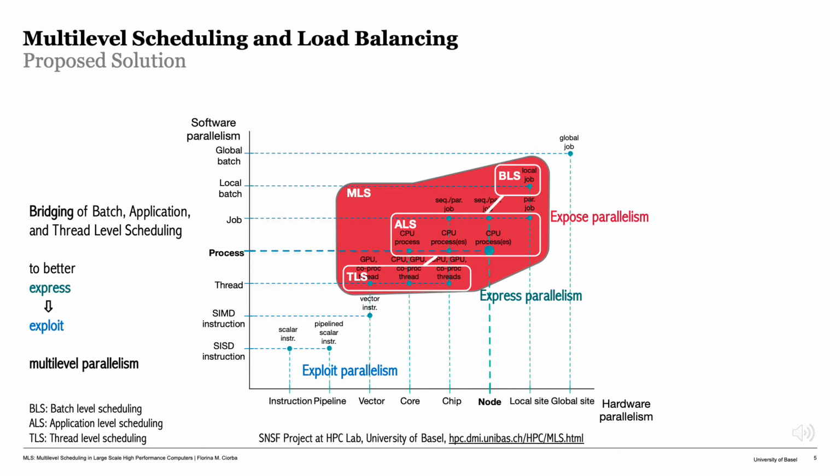We, the HPC group at the University of Basel, are addressing this problem and are proposing a solution through which we bridge existing state-of-the-art scheduling algorithms at batch, application, and thread levels. We enable cooperation of scheduling between the disconnected layers in the scheduling stack and aim to minimize idle times while maximizing resource utilization and improving application performance. And all of this is to better express and exploit the multi-level parallelism.